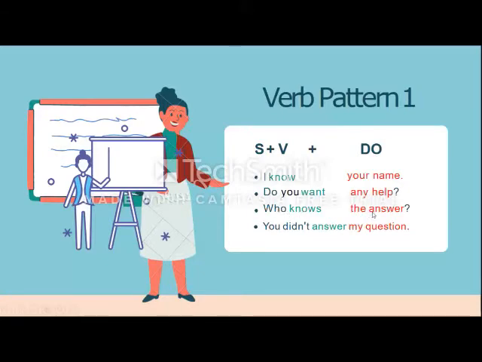Who knows the answer? This is another question using the question word who. Who also becomes the subject because it replaces the subject. Knows is the verb and the answer is the direct object. And in a negative sentence, you didn't answer my question. You is the subject, didn't is the auxiliary that helps the verb here. The verb is answer. My question is the direct object.